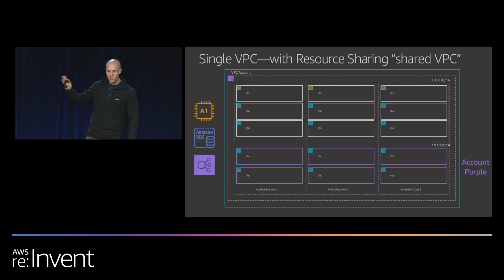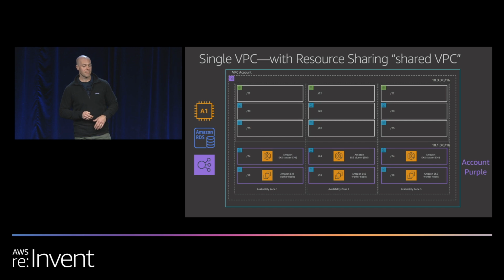And your purple team comes and says, hey, I've got this new EKS workload. I'm really interested in getting it up and running. Can you help me out? So you say, sure, and you create a bunch of subnets. You assign a CIDR, you share a couple subnets with that account. Then they can go and launch their worker nodes and their clusters in those shared subnets, just as if it was their account, their VPC.